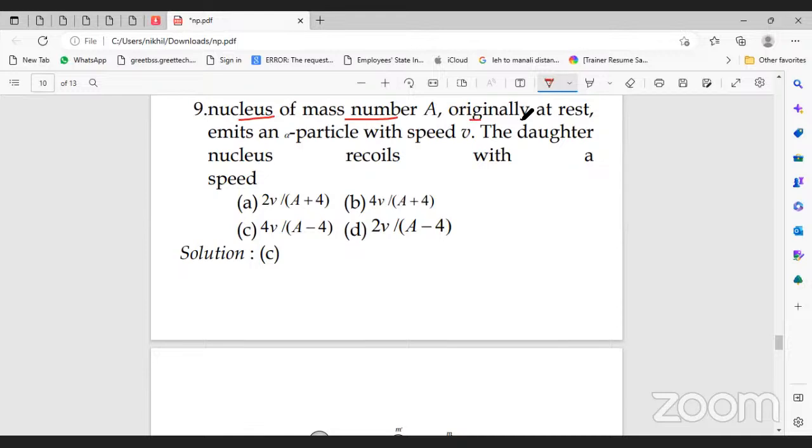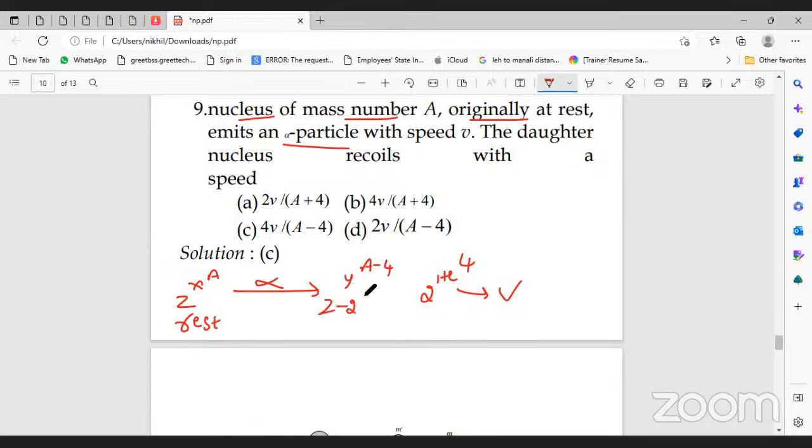A nucleus of mass number A, ZXA, is initially at rest. It emits an alpha particle, that is 2He4. The speed of this will be V. The daughter nucleus will be A minus 4, Y, Z minus 2, right? Mass number will decrease by 4. We don't know the speed of this daughter nucleus. Let it be V1. They're expecting you to find V1 only.